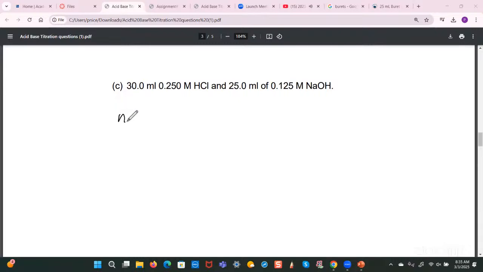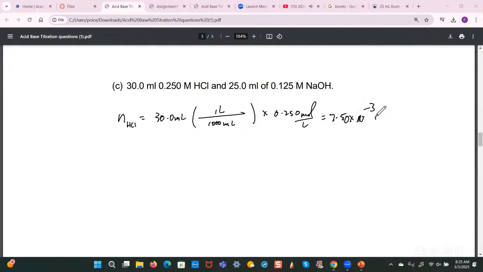Moles of HCl, right? Let's do that first. So that would be 30.0 mils, which we have to convert to liters, 1 liter over 1,000 mils, and then we multiply by 0.250 M, which is moles per liter. And what does that give? 30 times 10 to the minus 3 times 0.25. According to my calculations, this works out to be 7.5 times 10 to the minus 3. Actually, hold on, let me get the sig figs right. This should be 7.50 times 10 to the minus 3 moles. All right, so that's the acid.